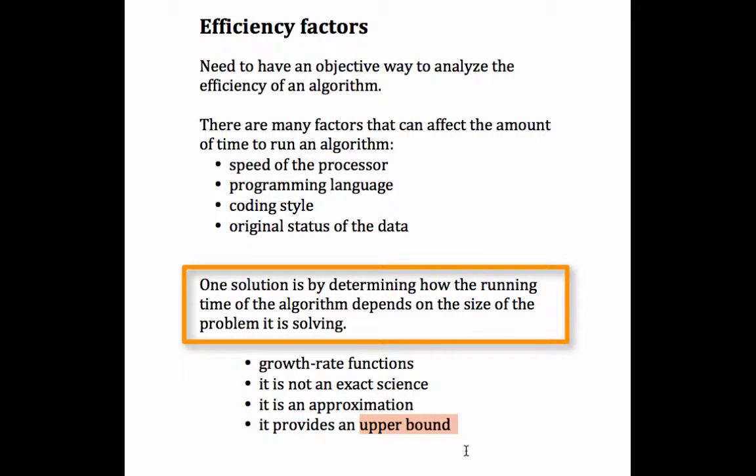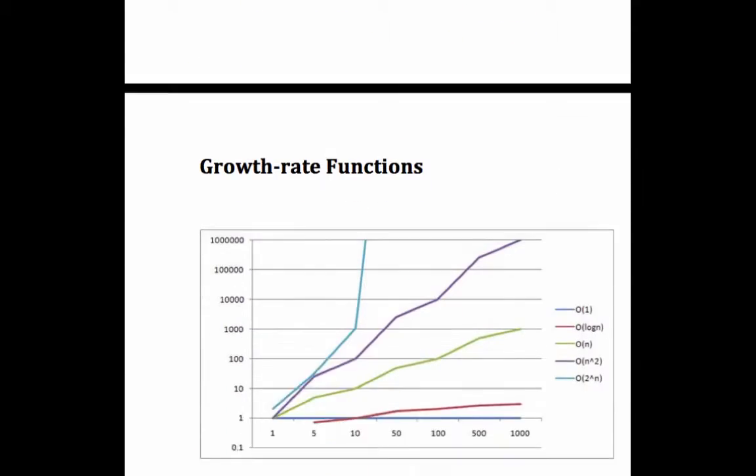What does it mean, an upper bound? It means that it's sort of like the worst scenario. So we're going to say, what is the worst that could happen if I double the size of the data? What is the worst that could happen in terms of running time if I increase the data by a factor of 100? Okay, so let's talk about the growth rate functions.